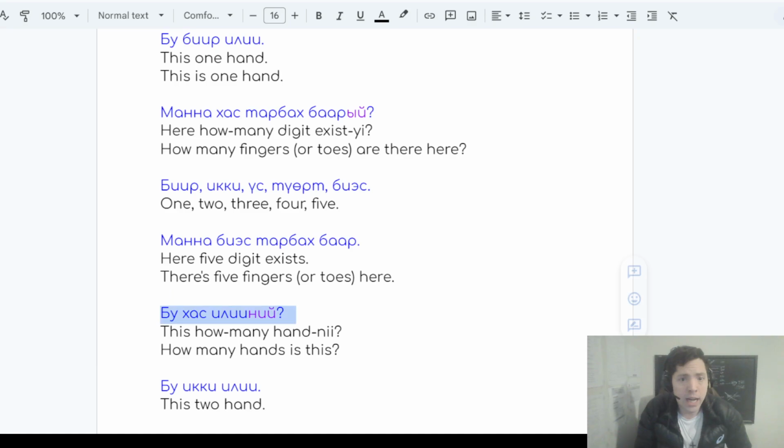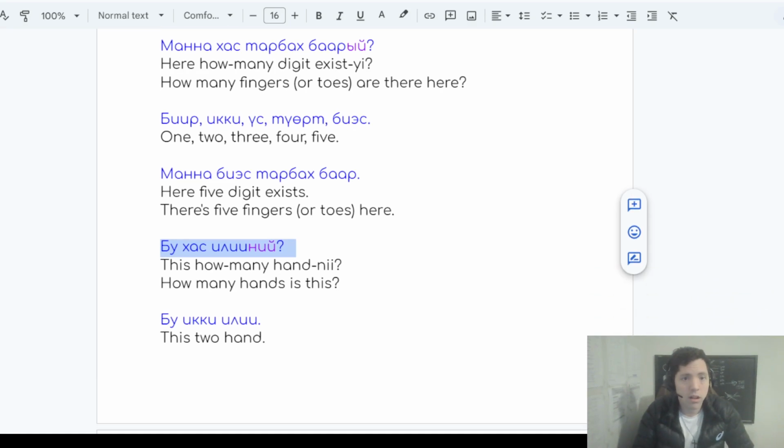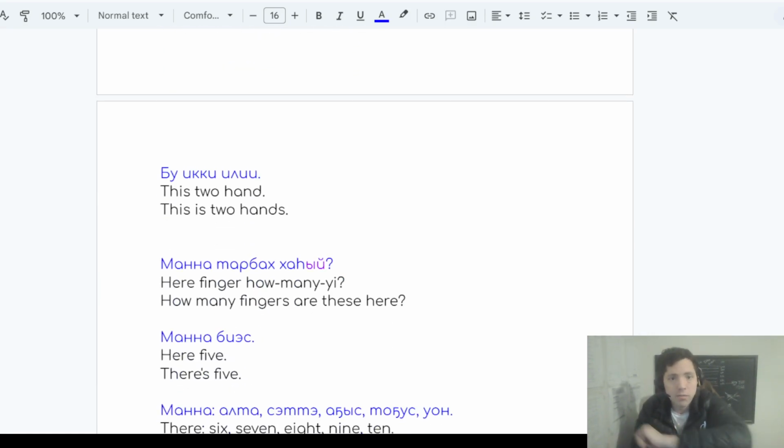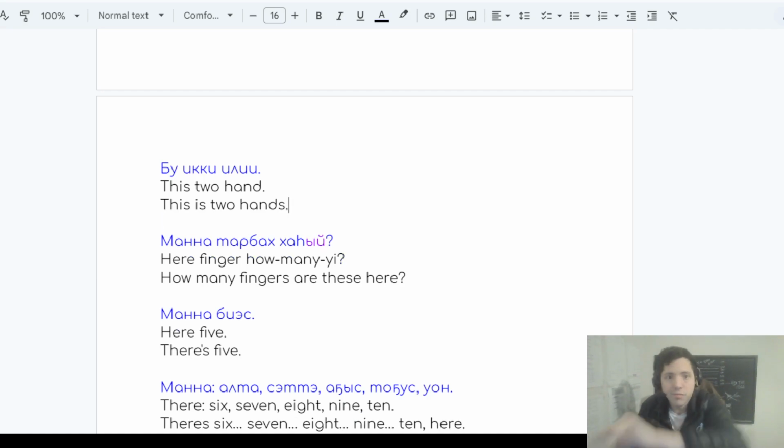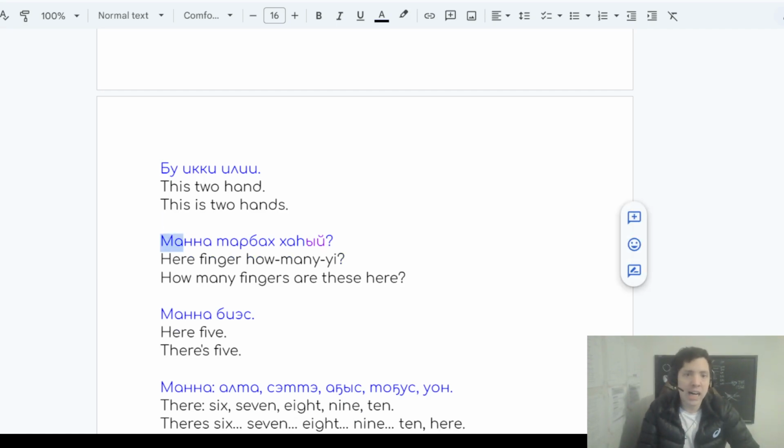Buhas ilini. How many hands is this? Buhas ilini. Bu iki ili. This is 2 hands. Bu iki ili. All right. Manda tarbach chachi. How many fingers are these here? Again, it's like how many fingers am I holding up? Manda tarbach chachi. Oh. Manda tarbach chachi. Manda bies. There's 5. Here's 5.